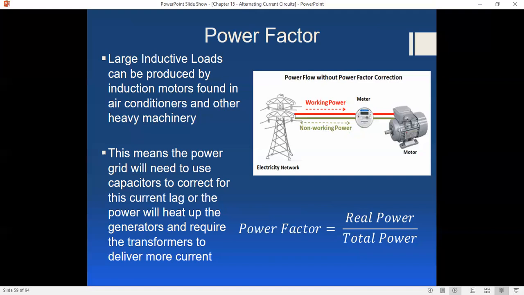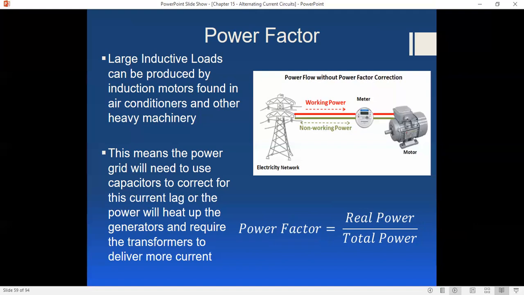And the power companies will charge large users if their power factor is too low, which means that if you end up using only 85%, that'd be a power factor of 0.85, 85% of what you take in terms of electrical power compared to your total power, you are going to get a surcharge.